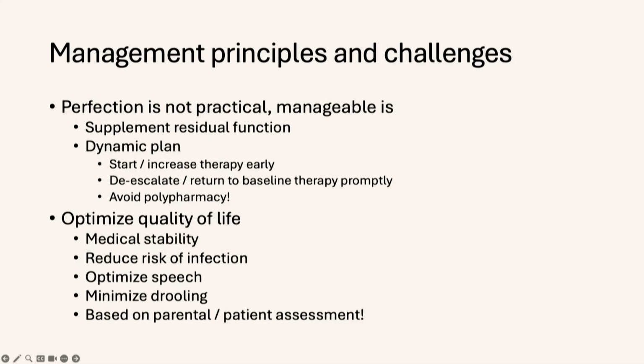And one of the things that I think is very important to finish up here is what is the goal? I think if you set a goal of perfection, it's going to be really hard to make it. I think making things manageable for the family and the patient is a much more appropriate approach. And that is supplementing what residual function the patient has, and in some cases, hopefully making that better. And then having a plan that's dynamic, that increases pharmacotherapy and suctioning when needed at the earliest stage of acute illness, and then de-escalation. And I think in neuromuscular disease patients, it's important to keep in mind if they can't cough, then they're not going to show you the first sign of them beginning to get sick.